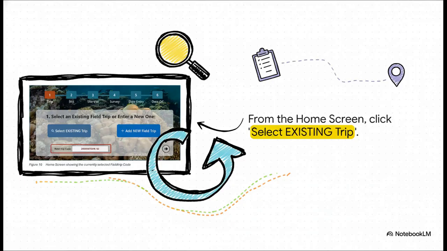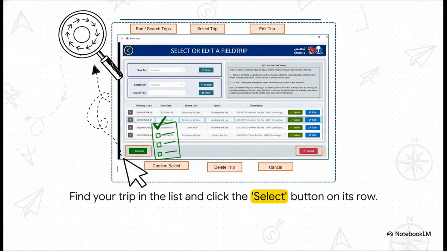So, we're back on the home screen. This time, instead of adding a new trip, you're going to click the Select Existing Trip button. This is a mandatory first step before you add any related survey or site data. You can't skip it. This brings you to a list of all the field trips currently in the system. You can use the search and sort functions to quickly find the one you need. Once you've located it, just click that green Select button on that specific row.